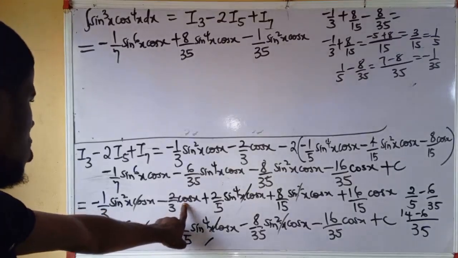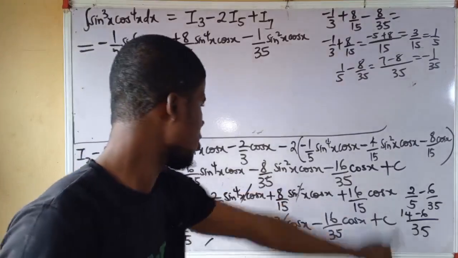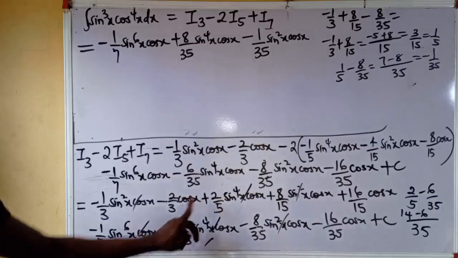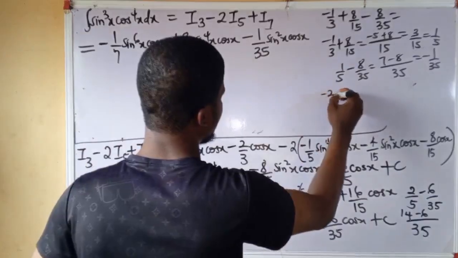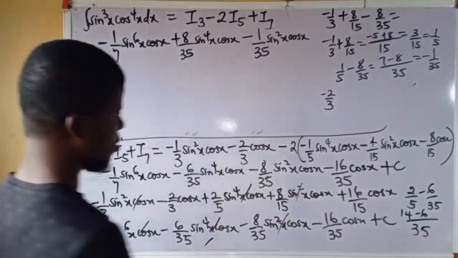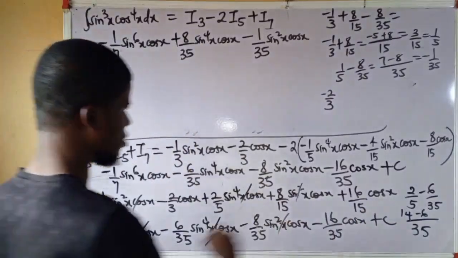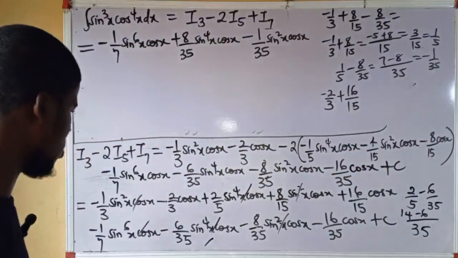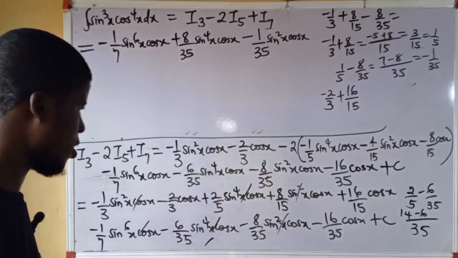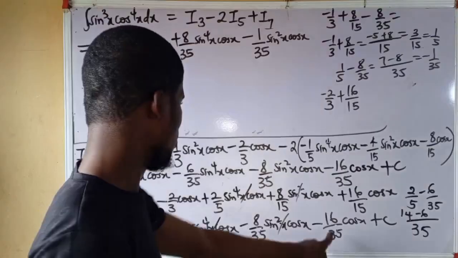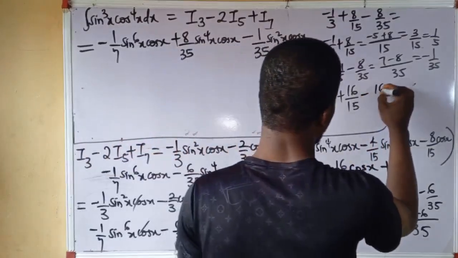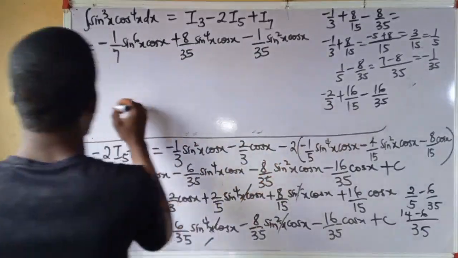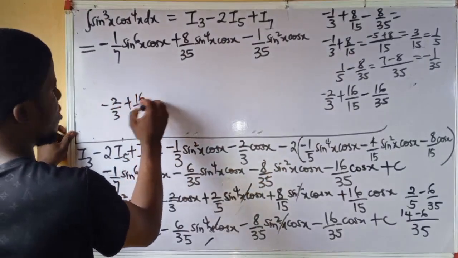Cos x terms. 1, 2, 3. So what are the coefficients? The coefficients are minus 2 over 3. Then we have 16 over 15, right? Yes. When doing problems like this, you have to be very, very careful because miscalculations can occur at some point. And then we have minus 16 over 35. Let me evaluate this first two. Minus 2 over 3 plus 16 over 15.